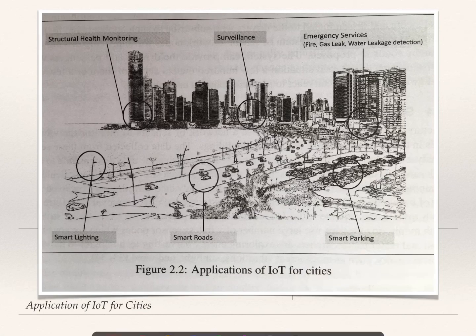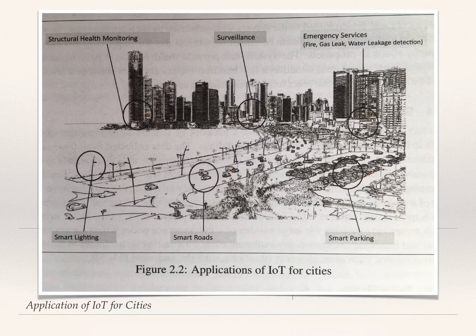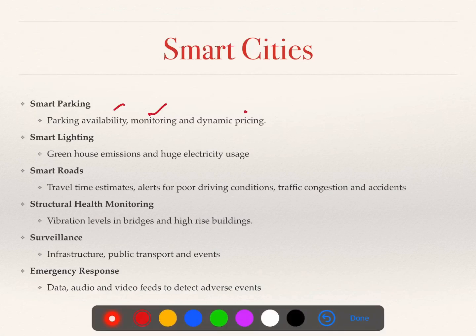As we have already seen, let us look in detail at the different things that we can see in IoT for cities. These are the different things in IoT for cities. First is smart parking, in the sense of parking availability monitoring and dynamic pricing.